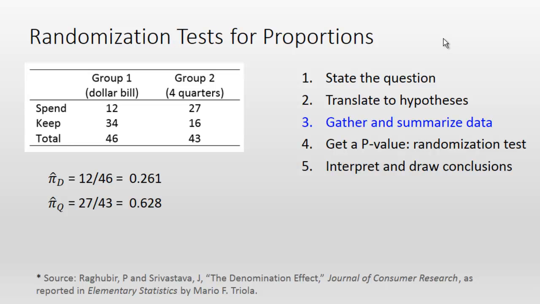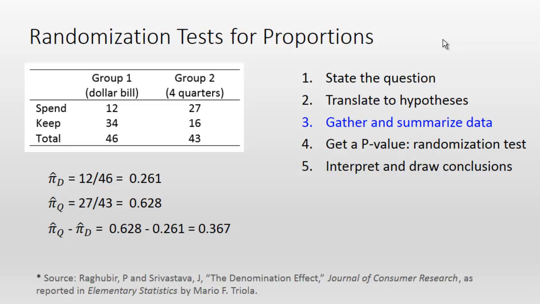Seems like kind of a big difference, and in fact we need to calculate the difference. It's a 36.7 percentage point difference between the 2 groups. It seems like a big difference, but remember we have to rule out sampling variability as perhaps being what might be the cause of that difference.